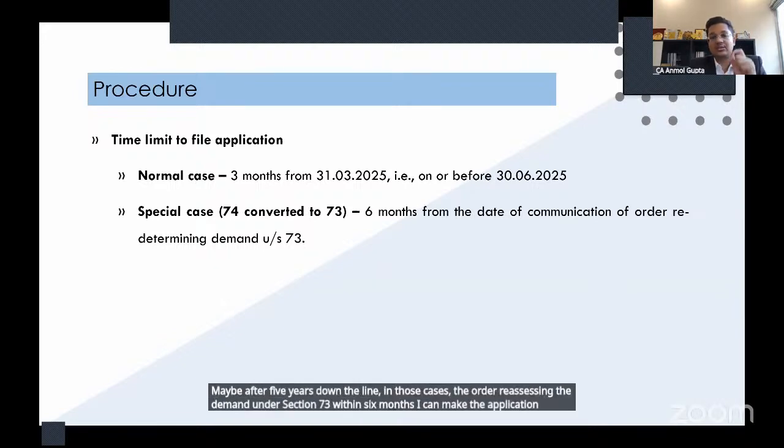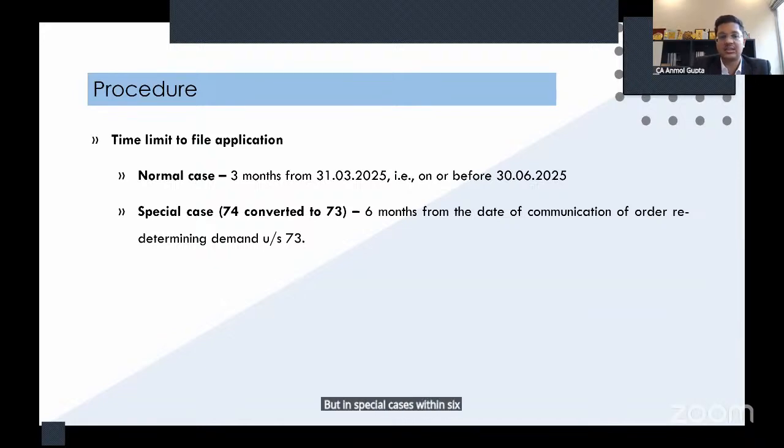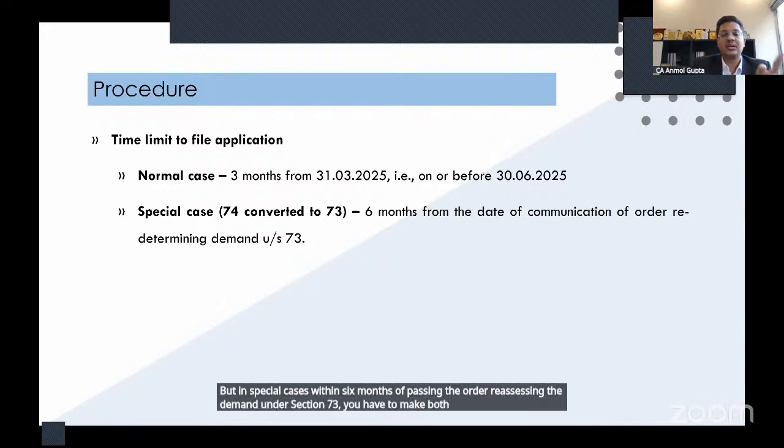So in normal cases, you have to make the payment by 31st March 2025, and you have to file the application by 30th June 2025. But in special cases, within 6 months of passing the order reassessing the demand under section 73, you have to make both the payment under section 128A as well as file the application under section 128A within the period of 6 months only.